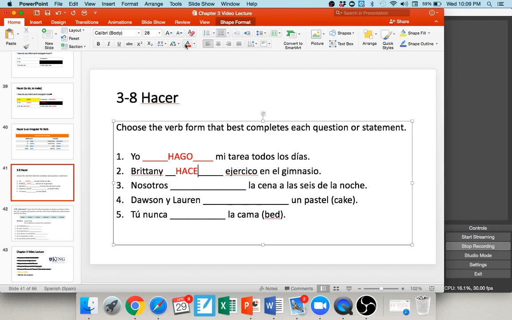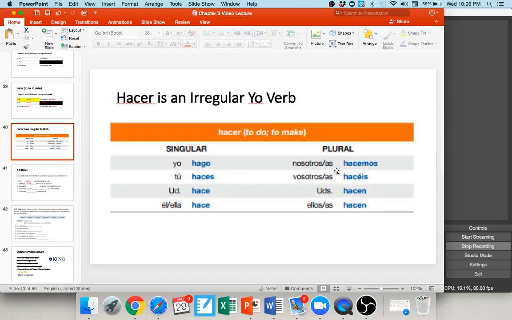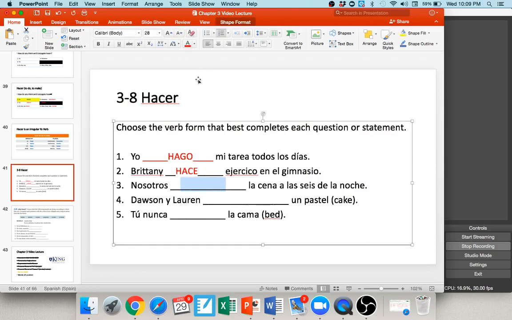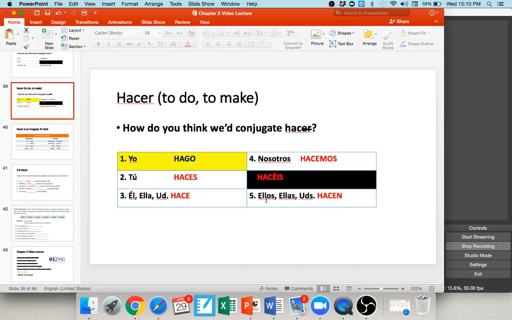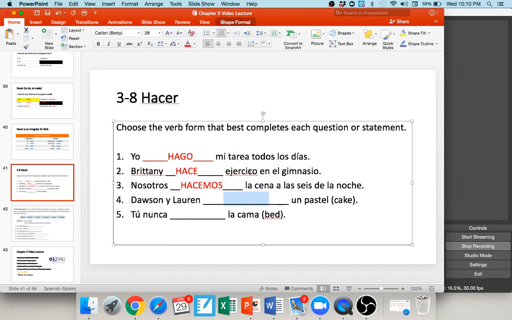Okay, now that you've had a second to try these, number 3 tells us that nosotros blank la cena, we blank dinner at 6 at night. We make dinner. You know that the hacer word that goes with nosotros in this case is hacemos. So you should have written down, nosotros hacemos la cena a las 6 de la noche. Number 4 tells us that Dawson and Lauren blank un pastel. So Dawson and Lauren make a cake. Well, Dawson and Lauren would be I, you, he, she, we, they, or you all. Dawson and Lauren would be they. Ellos. So our bottom right box for hacer is going to be hacen. Dawson and Lauren hacen un pastel. They make a cake.